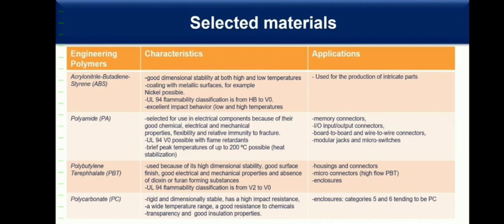And then I have also selected polycarbonate or PC. The amorphous engineering polymer here is a rigid and dimensionally stable material with high impact resistance over a wide temperature range, also good resistance to chemicals, and has the advantage of transparency and good insulation properties. And when you look at the applications, enclosures of category 5 and 6 tend to be most of the time polycarbonate.